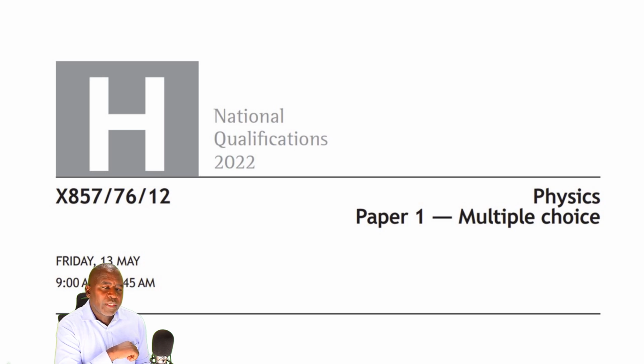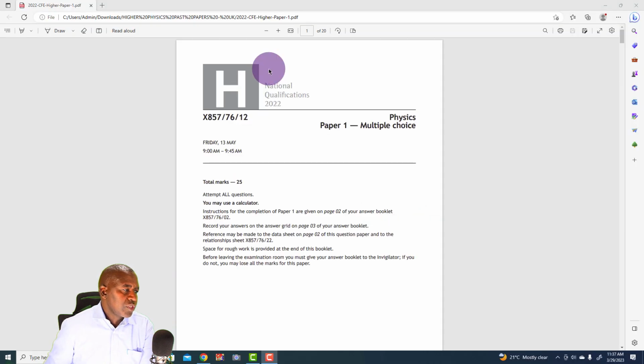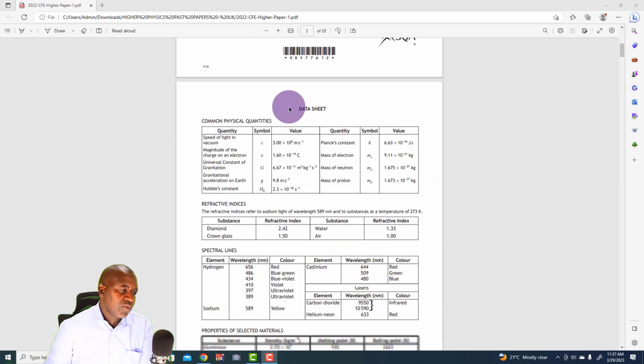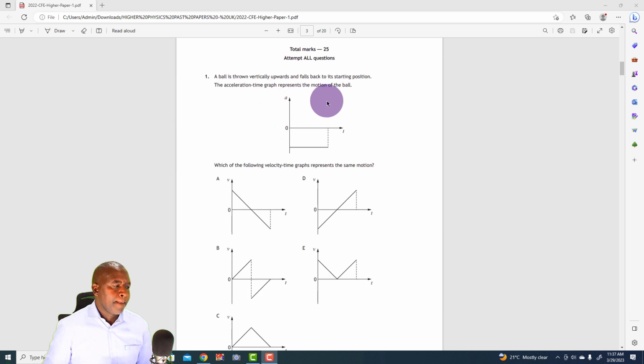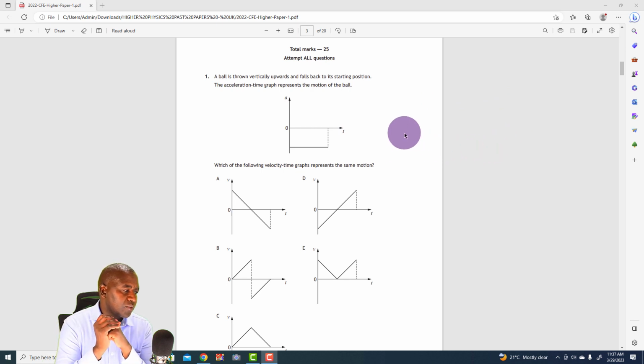Hello and welcome. In this video, we are going to look at the marking scheme of paper 1, multiple choice of higher physics. We are just going to look at some of the questions which I consider to have a lot to learn from. So let's go straight to the first question.